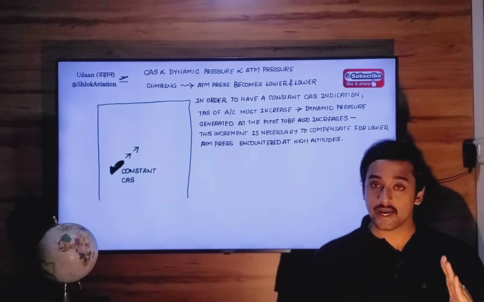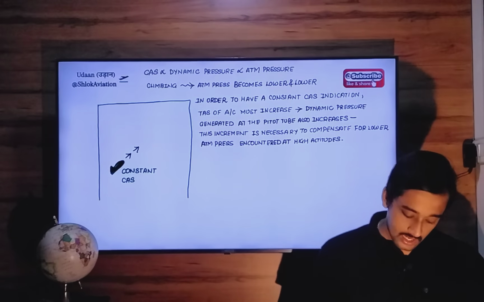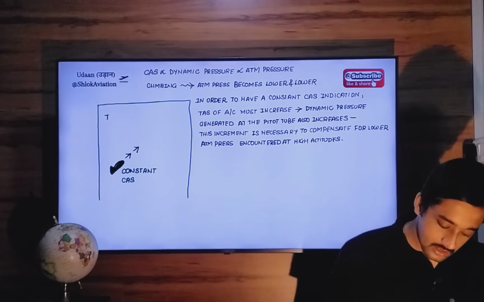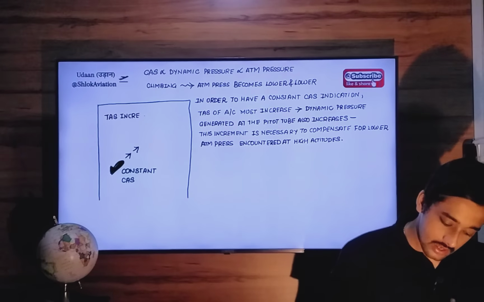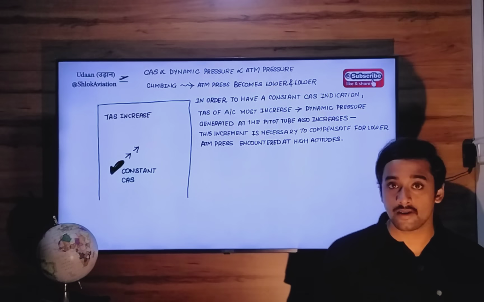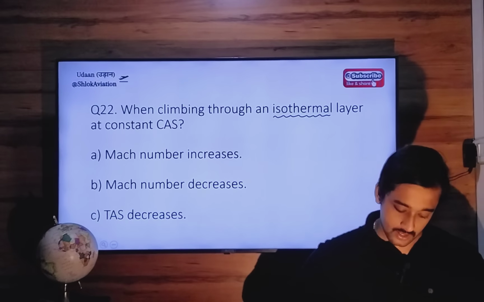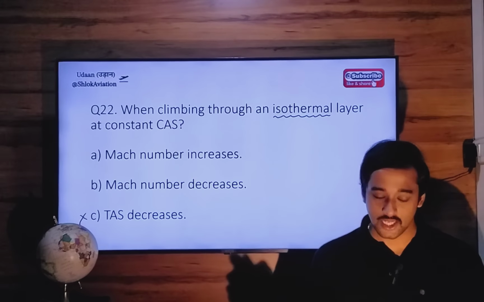So when you're climbing at a constant calibrated airspeed indication, as given in the question, the true airspeed of your aircraft will increase. You will have to add more power to increase the true airspeed of your aircraft. Now what happens to Mach number? So option C is wrong. True airspeed should not decrease, it should increase.